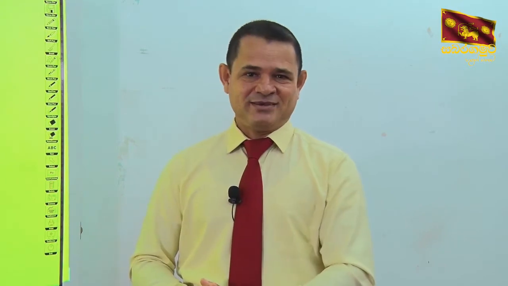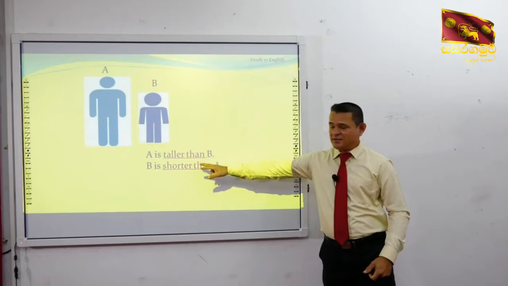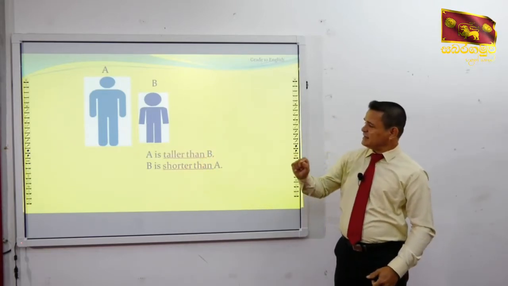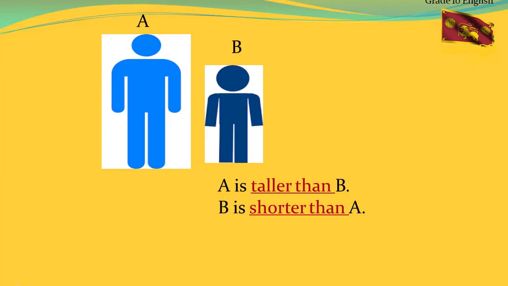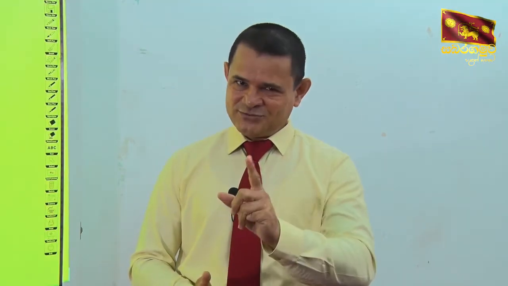So you must use the comparative form. And remember another point. When you use the comparative form taller, there is a word than. It is a must. You can't say A is taller B. It's wrong. Taller than. Remember, with the comparative form, taller than, fatter than, longer than, shorter than, the word than comes. That's one simple point that you have to remember.